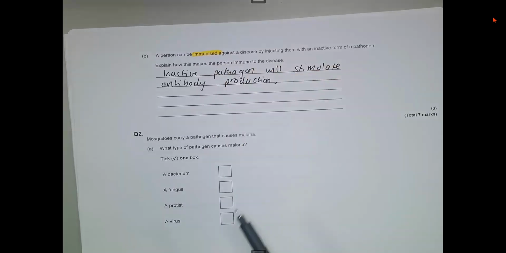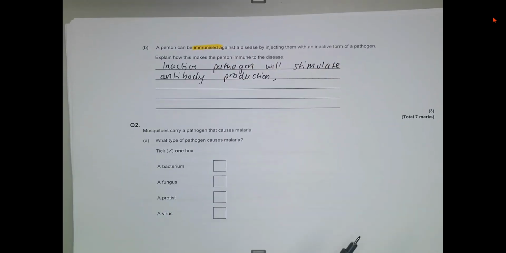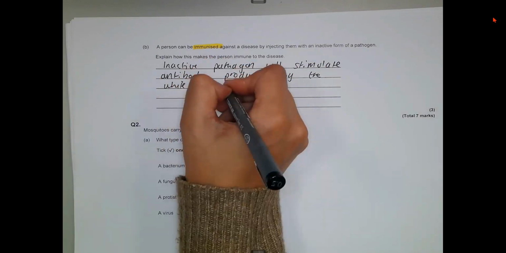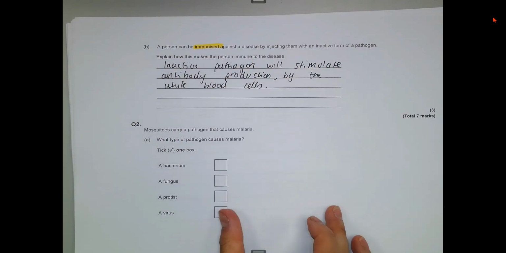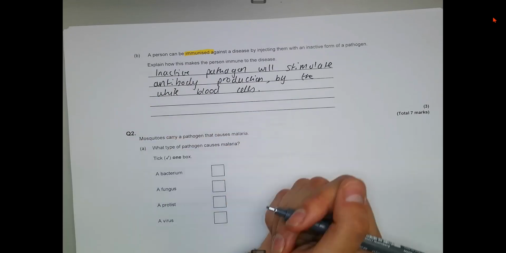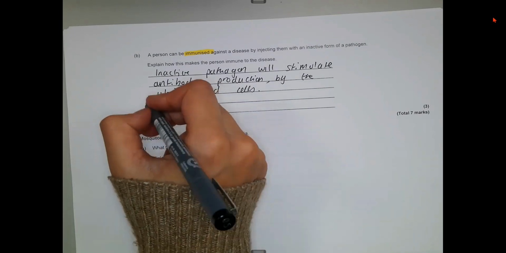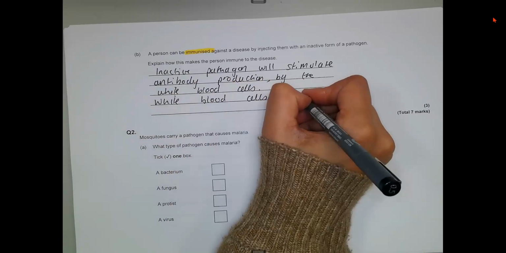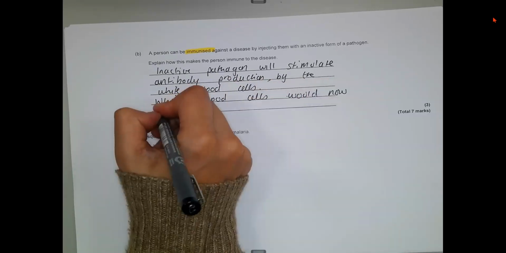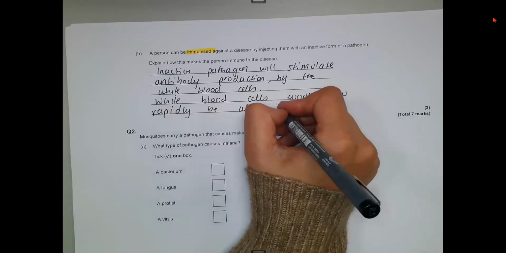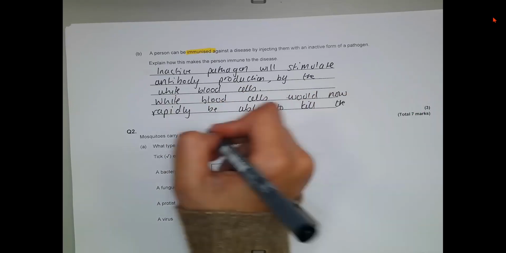So the body has recognized the antigen on this pathogen, and it has now activated the antibody production by the white blood cells. If this person was to be reinfected by this pathogen, so if there was a reinfection, white blood cells would now rapidly be able to kill this pathogen.